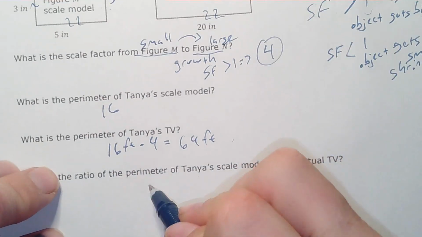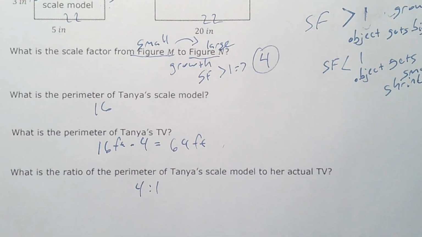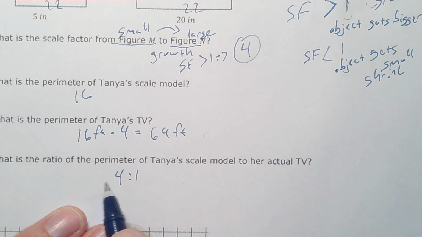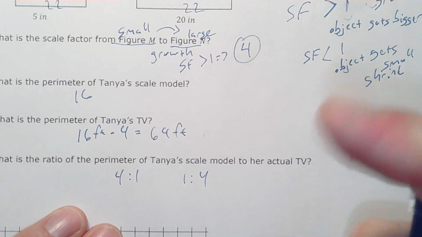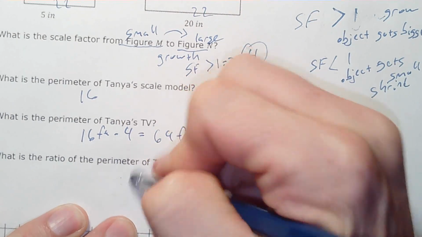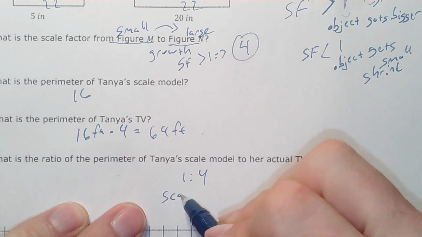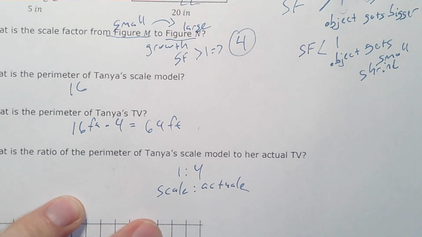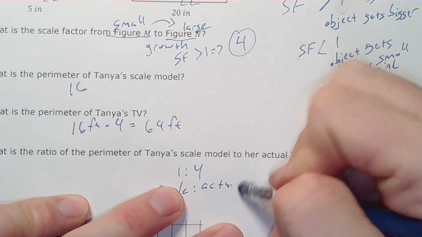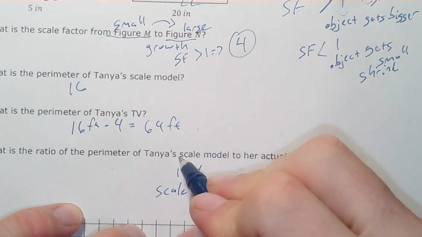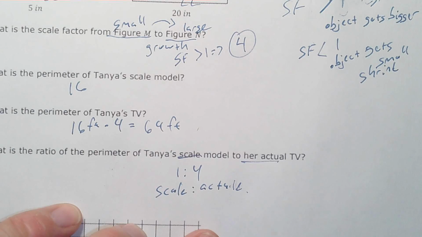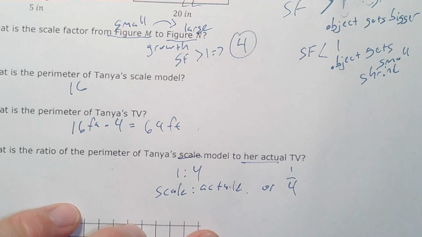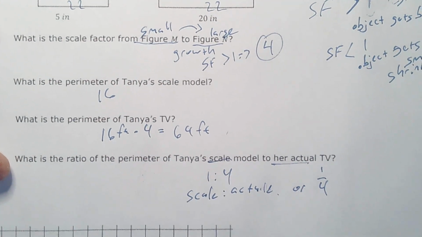Well, it's a 4-to-1 ratio, right? Because it's the perimeter of the scale. Actually, it's a 1-to-4 ratio. Excuse me, it's a 1-to-4 ratio, right? Because it's a scale. This is the scale to the actual. It's scale to actual, A-C-T-U-A-L. Actual. Scale to actual. It's a 1-to-4 ratio. Okay, so that's how you kind of look at all that stuff.